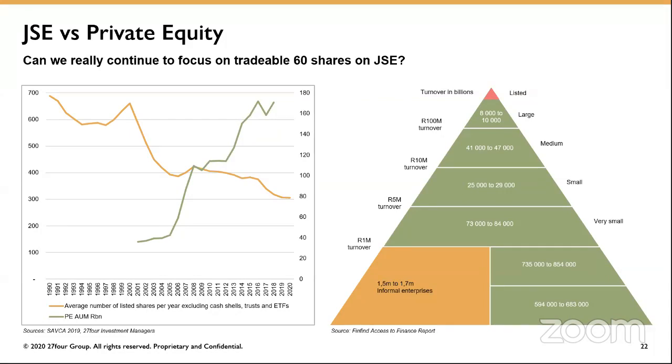And increasingly, what you're seeing all over the world is the rise of private equity in the private markets. And you can see from the triangle on the right-hand side that the listed markets, the pink part, is a very small component of the overall number of companies that participate in the functioning of the economy. And what we are beginning to see, the green curve on the left-hand side, is the growth of the private equity market in South Africa.